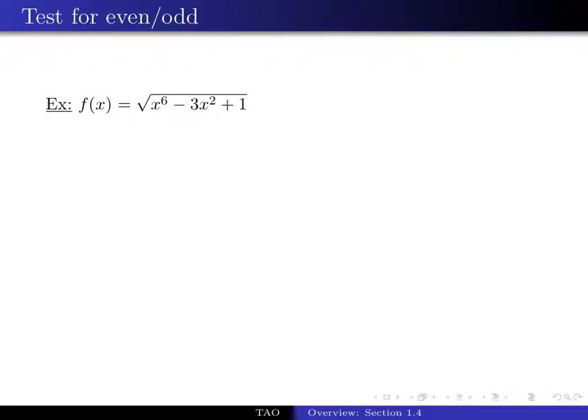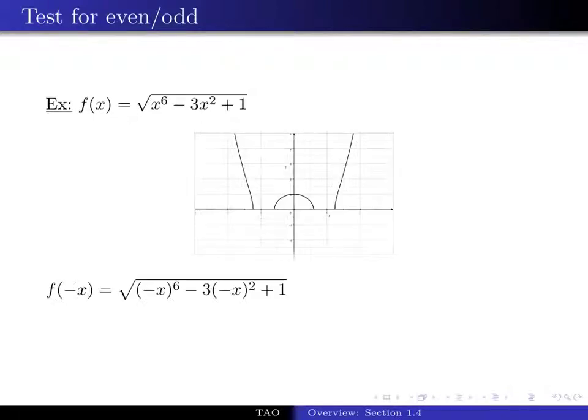All right, so if we test for even or odd, it helps to look at the graph. The graph of this thing looks like this, and it sure looks like it's symmetric across our y-axis, right? If we take this thing and we flip it across, we'll get the same object again. Okay?